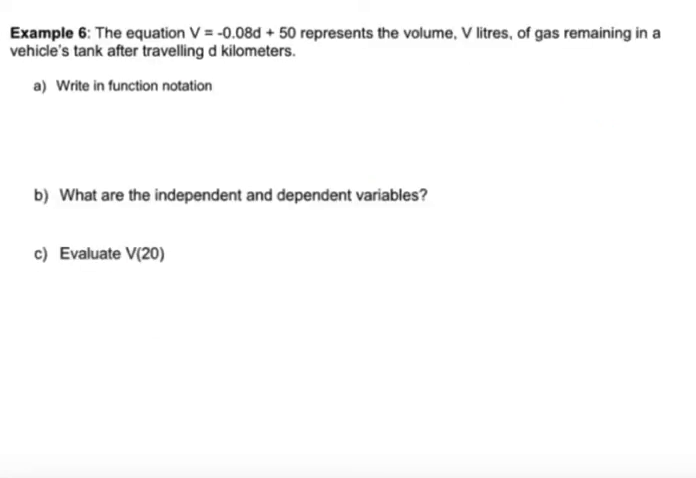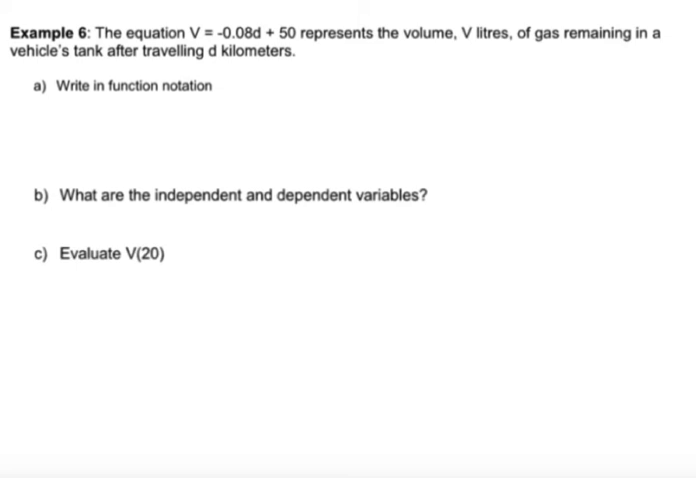Example number 6. Very similar. It wants it written in function notation. So it says the equation v equals negative 0.08d plus 50 represents the volume in liters of gas remaining in a vehicle's tank after traveling a distance, which is d, of kilometers. So write in function notation.